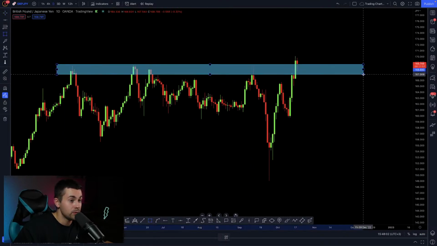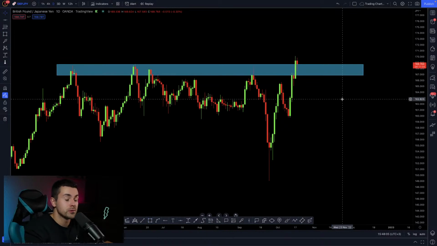Yes, we got a very strong horizontal resistance that the market violated, and we closed above that with a high momentum bullish candle. Of course, traders, it is a very important bullish signal, and such a breakout will most likely push the market higher. So if you are a swing trader, definitely pound yen is a very good pair for buying right now.